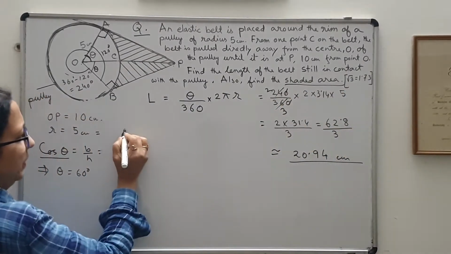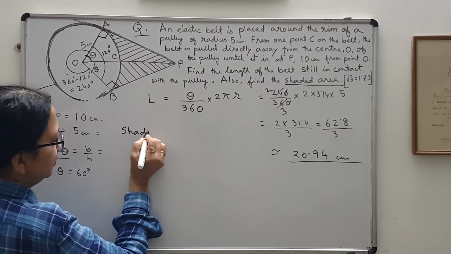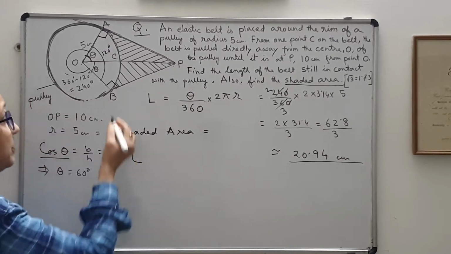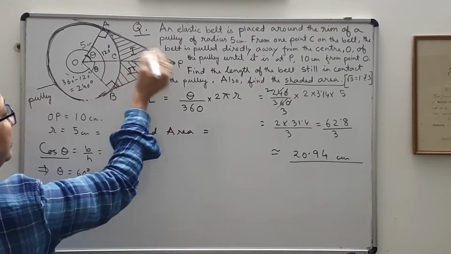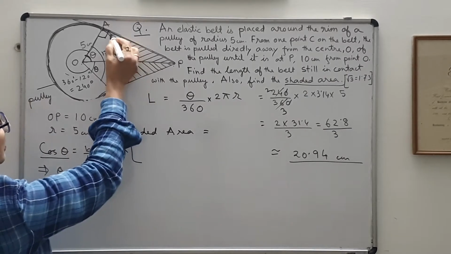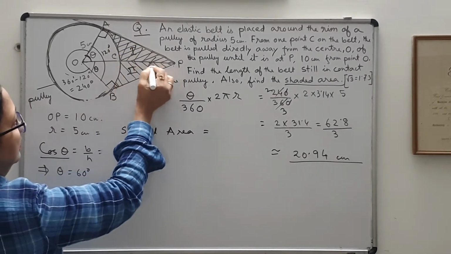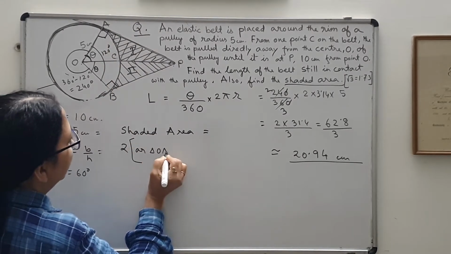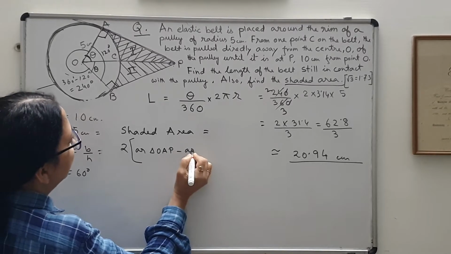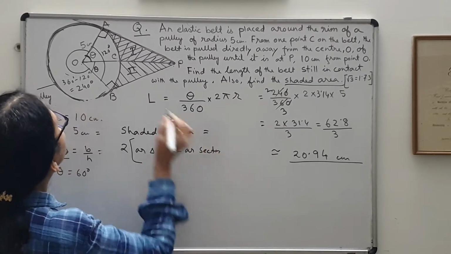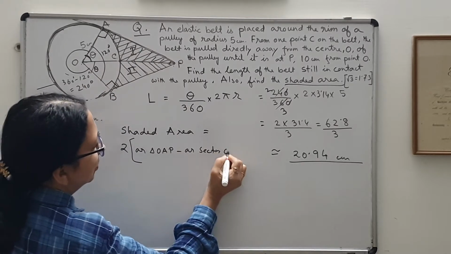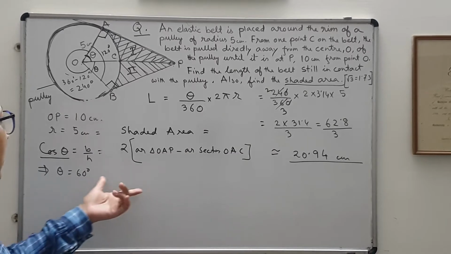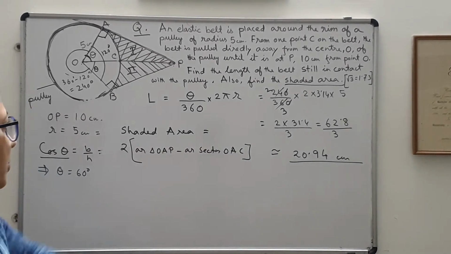So the shaded area will be 2 times. I will be writing this because this part is identical. They are identical. So twice of this area. So this area is twice of the area of triangle OAP minus the area of sector OAC. In this way we write. This is a very important step to show our understanding. So after that I will use the formula.